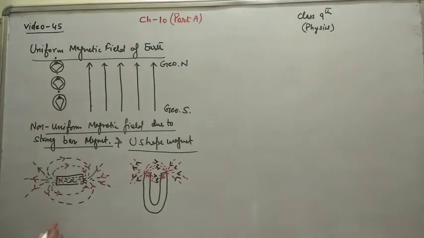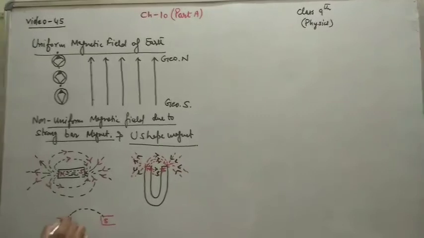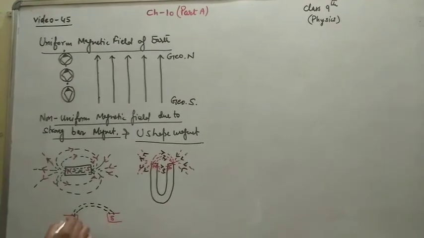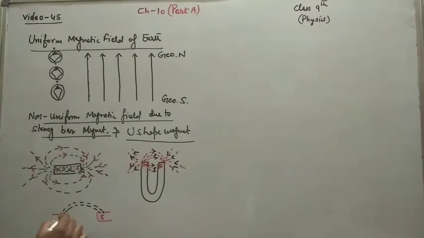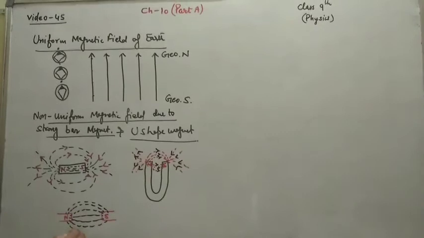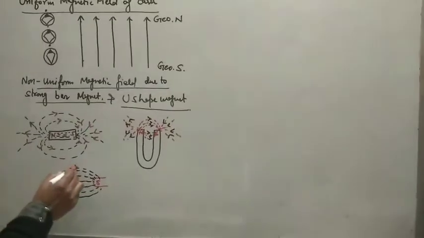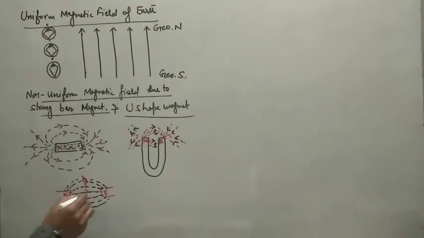Now when two ends of the magnets are facing each other in this way, the magnetic field lines always start from north and end in south. So north to south.